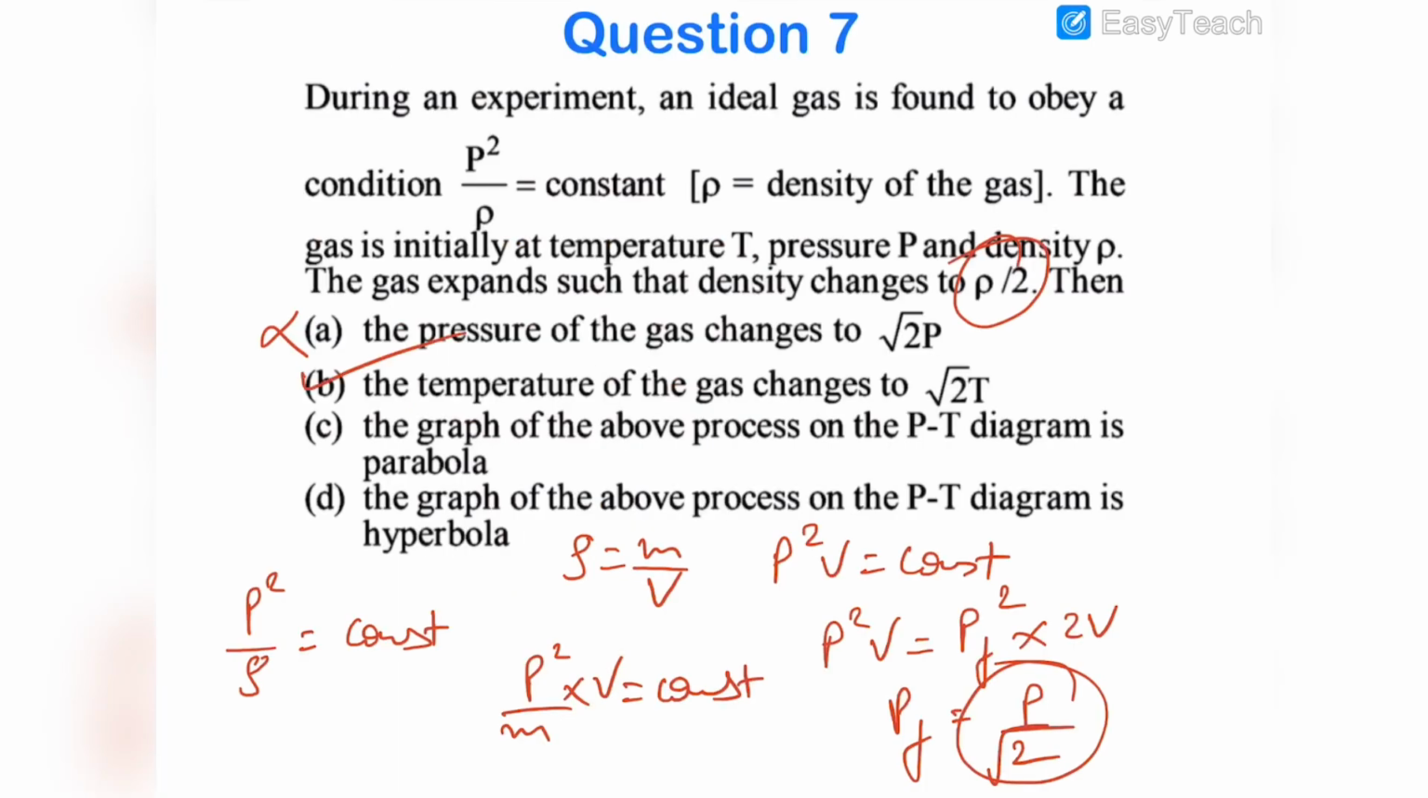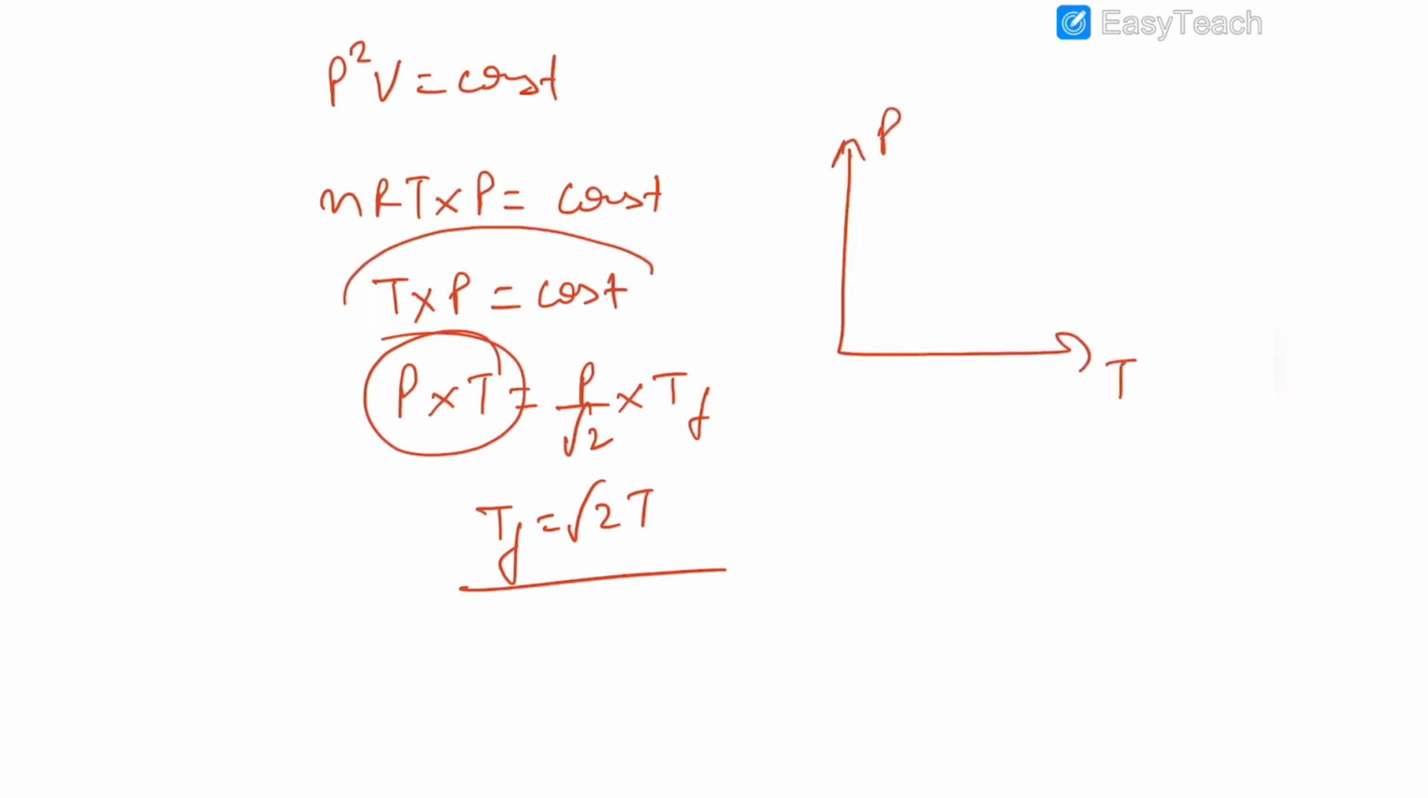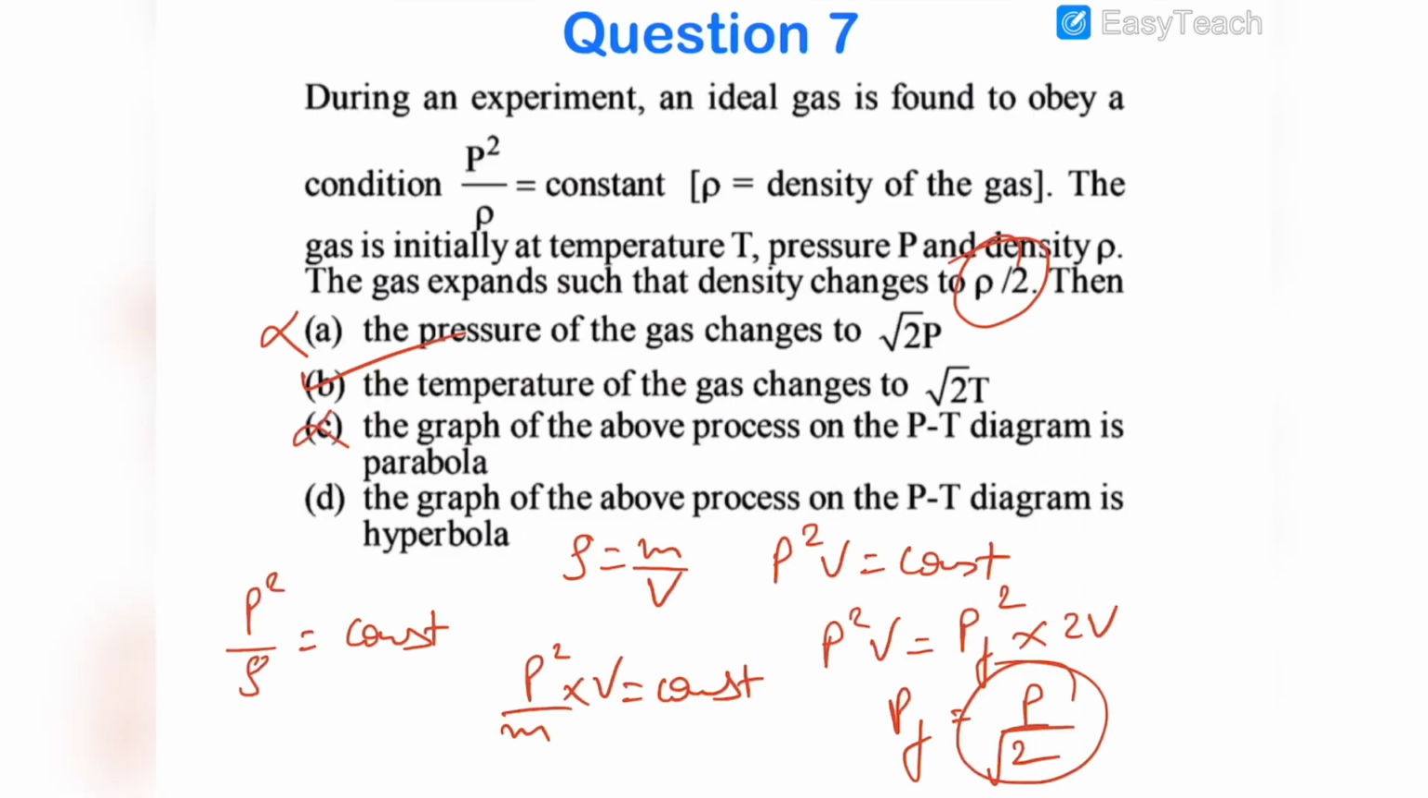Now, the graph of the above process on a PT diagram is a parabola. The PT graph would be a hyperbola because it is an inverse relationship. So this is wrong, and the graph of the above process on a PT diagram being a hyperbola is correct. So the correct answers are B and D. Now we move on to the next question.